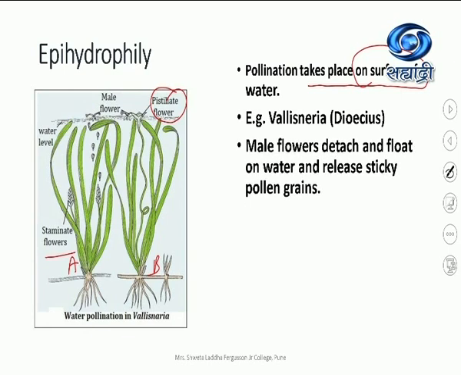Example, Vallisneria. The male flowers detach. You can see in the picture how these staminate male flowers are detaching. They are separating. And they start floating on the water, and they release sticky pollen grains. They are releasing pollen.